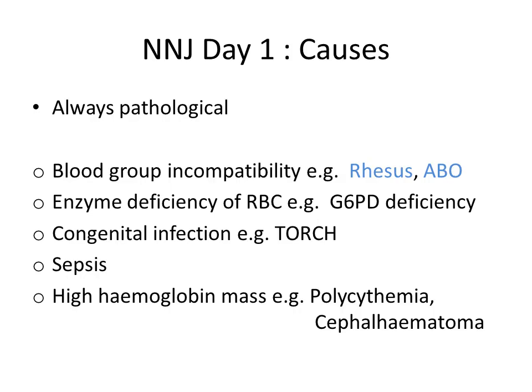As mentioned earlier, jaundice which occurs at less than 24 hours of life is always pathological. The causes include blood group incompatibility, for example Rhesus or ABO incompatibilities. Other causes include enzyme deficiency in red blood cells, for example glucose-6-phosphate dehydrogenase deficiency. Congenital infection by toxoplasma, rubella, cytomegalovirus, herpes and syphilis, known as TORCH. Sepsis, and high hemoglobin mass, for example due to polycythemia or cephalhematoma.